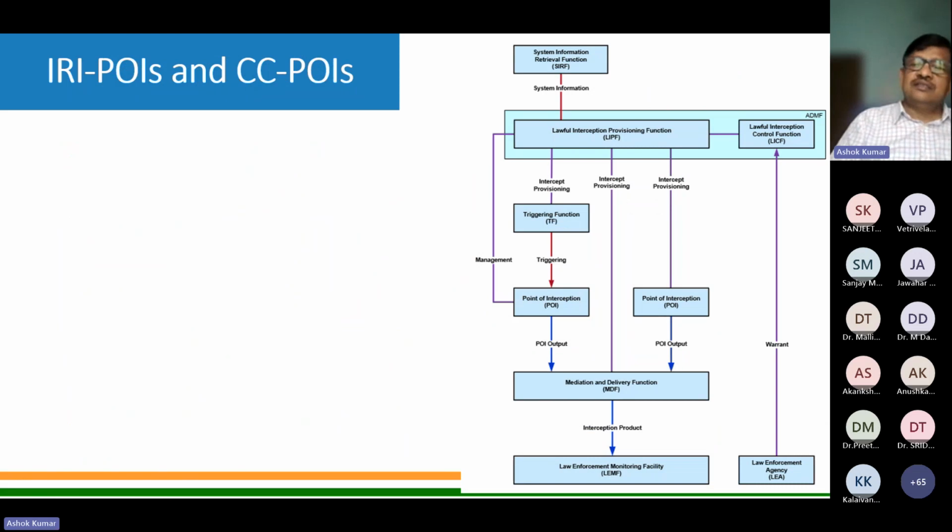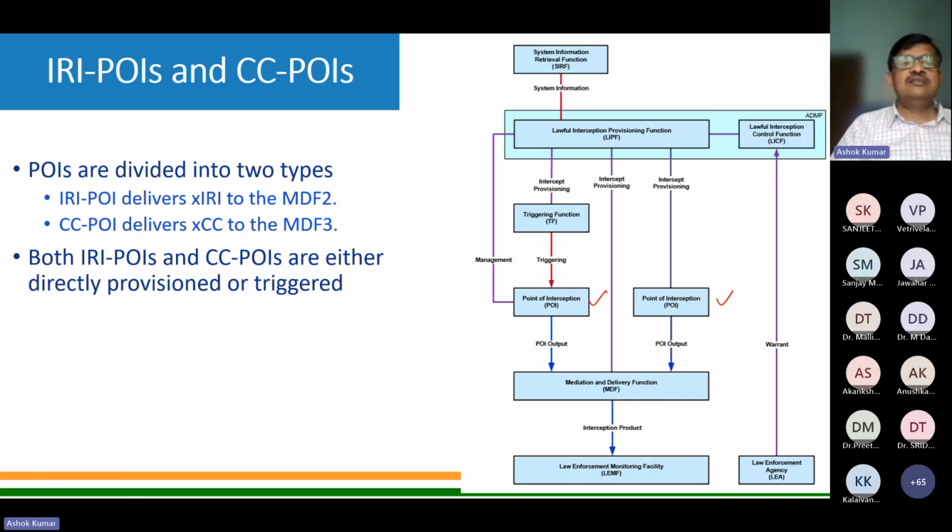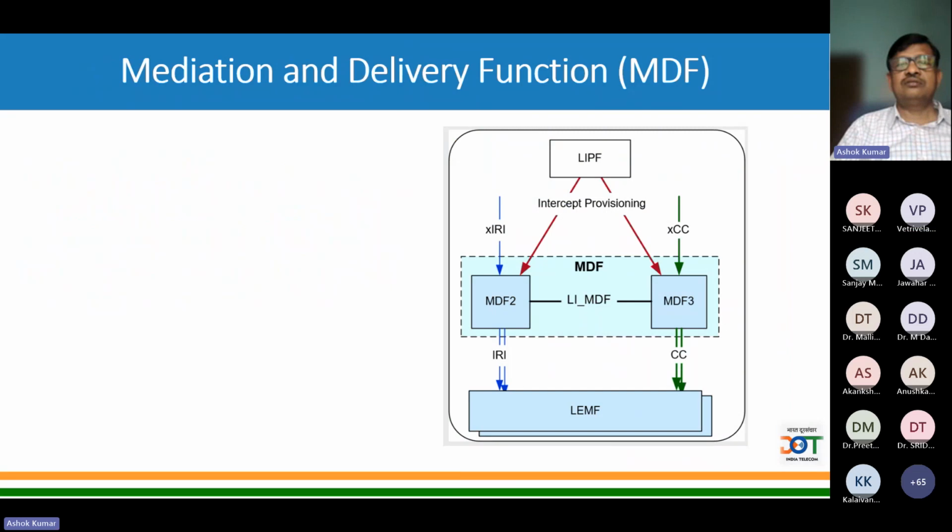In a similar way, the point of interception can also be of two types. One is IRI type, another is CC type. If it is IRI, then it connects to MDF2. If it is CC type, then it connects to MDF3, type 3. And such POIs can be directly provisioned or maybe triggered. So those are the things. Now let's look at the mediation function, MDF, mediation and delivery function.